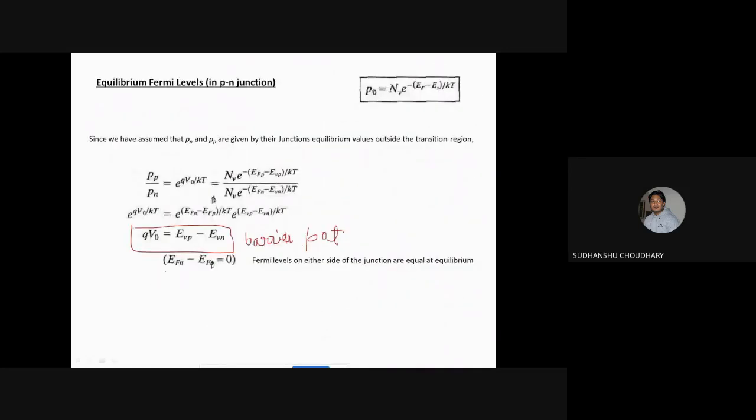So one can write another relation, that is QV naught, the barrier potential for electrons. This will be equal to EC, the conduction band energy level in the P-type semiconductor, minus the conduction band energy level in the N-type semiconductor. This one was for holes and this is for electrons. So one can find this one.